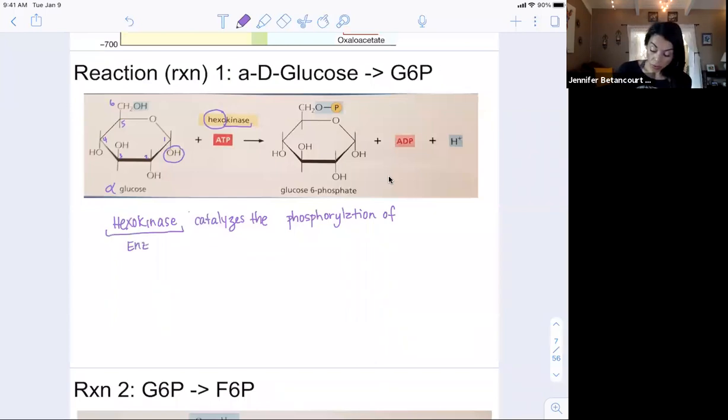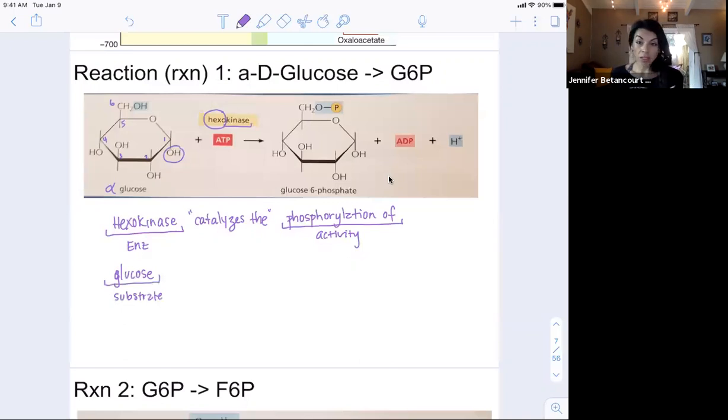And then this phrase really shouldn't change. And then this is some activity, okay? And you always want to describe the substrate being modified, right? So it's catalyzing the phosphorylation of some substrate. The substrate in this reaction is glucose. Okay, so here's your substrate.